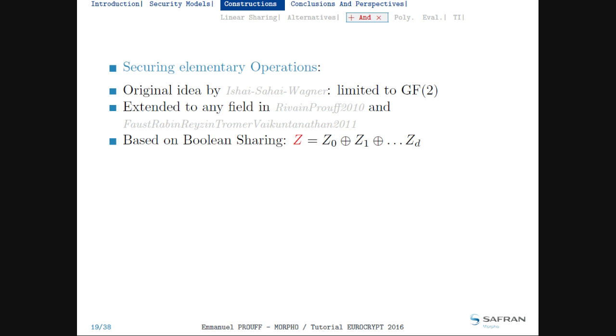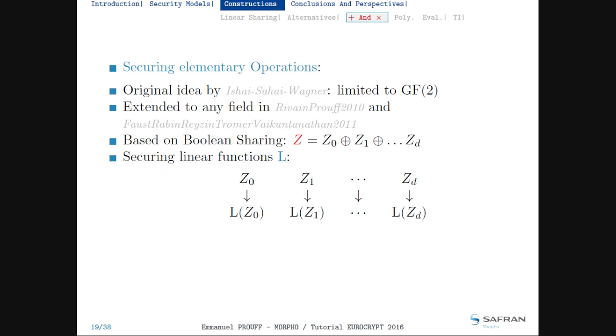And I'm going to present you the idea. It starts from a Boolean sharing. The sensitive variable Z has been split into D plus one shares, Zi. Now I'm going to split my processing, for instance the block cipher processing, into operations which are only affine or a multiplication. I can always do that because any polynomial can be split like that.